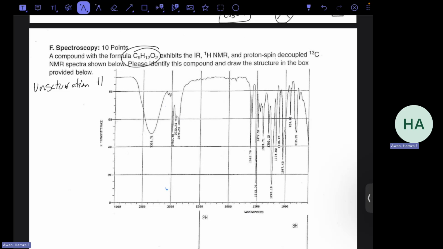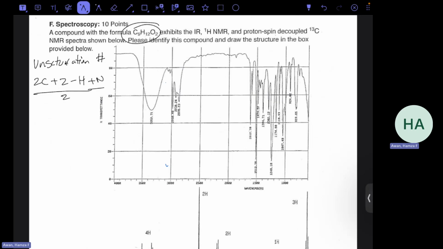So the unsaturation number is calculated by 2C plus 2 minus hydrogens plus nitrogens. So we're not going to worry about nitrogen right now. Just know that it will be coming up on your unsaturation number. So all divided by 2, so if we did this, we would have 2 times 9 plus 2 minus 12, all divided by 2. That gives us an unsaturation number of 4, right?